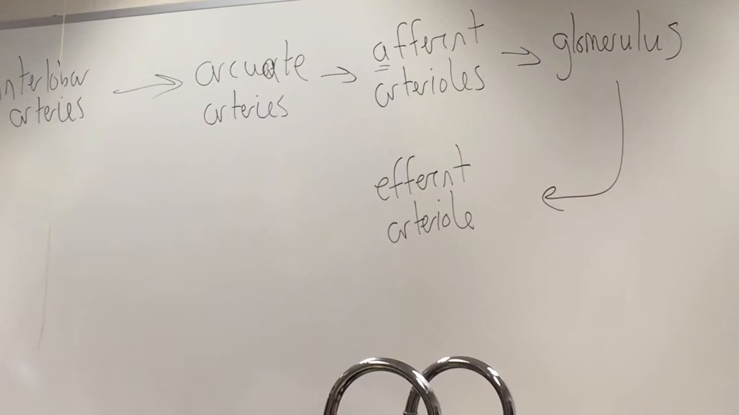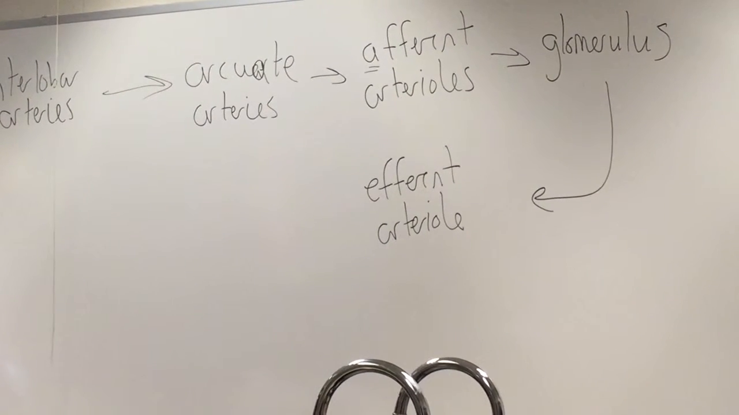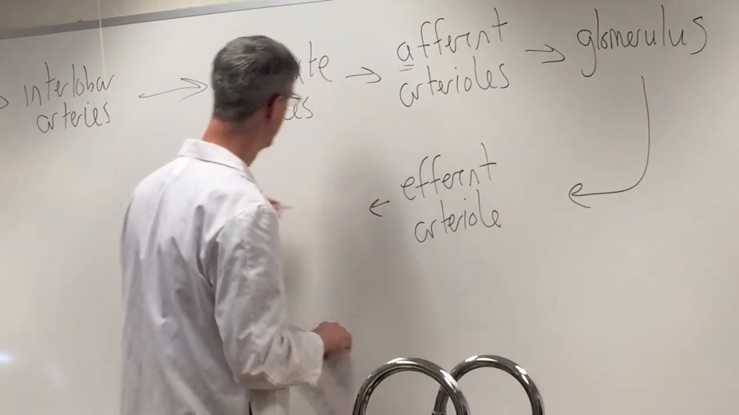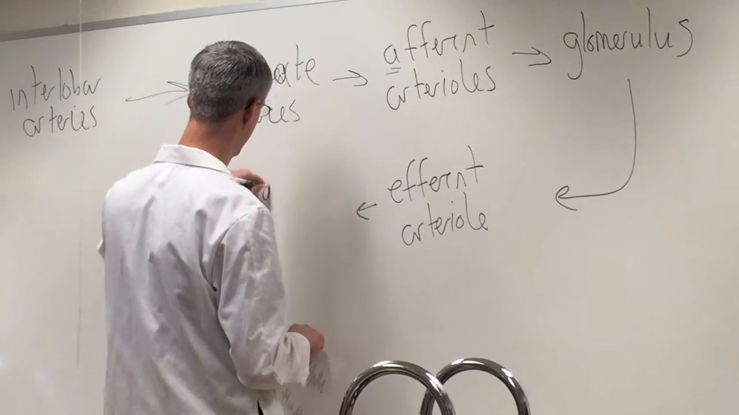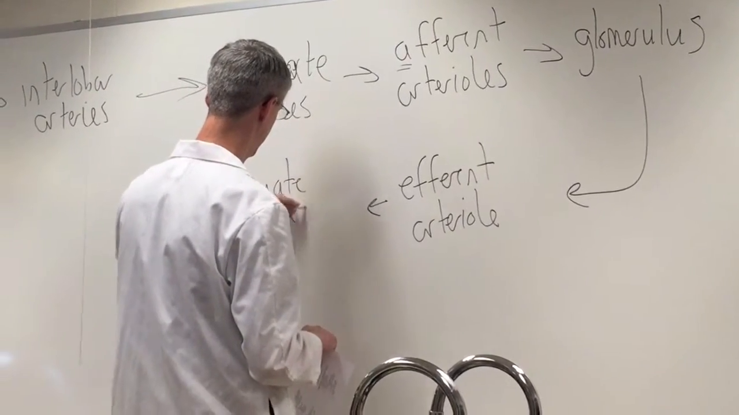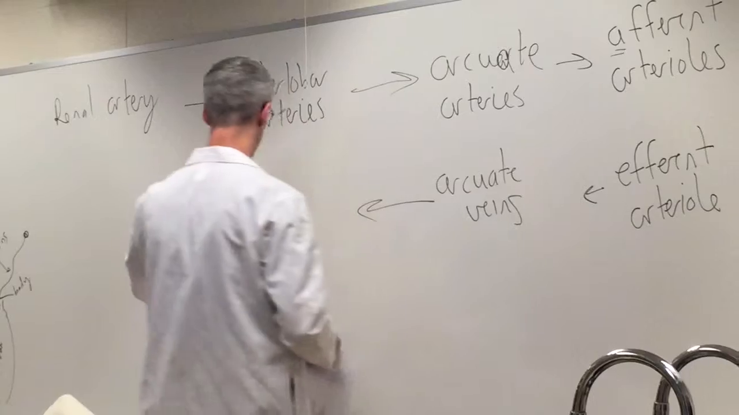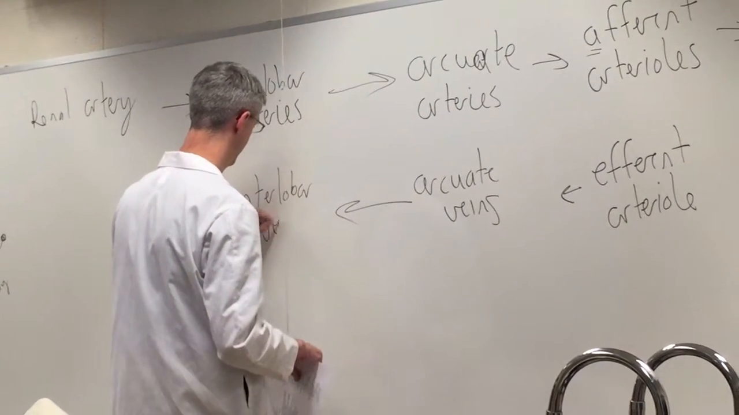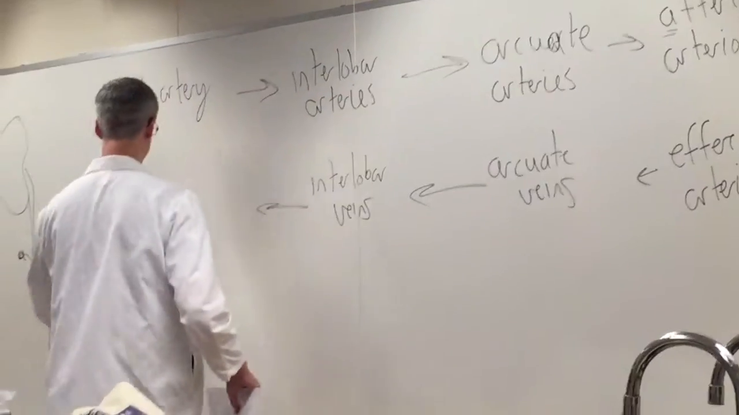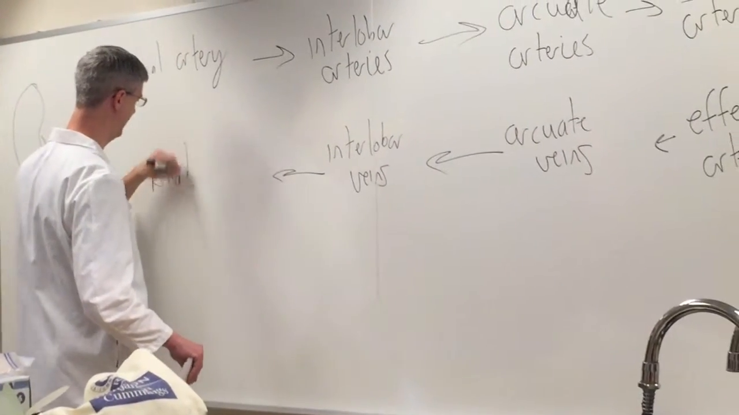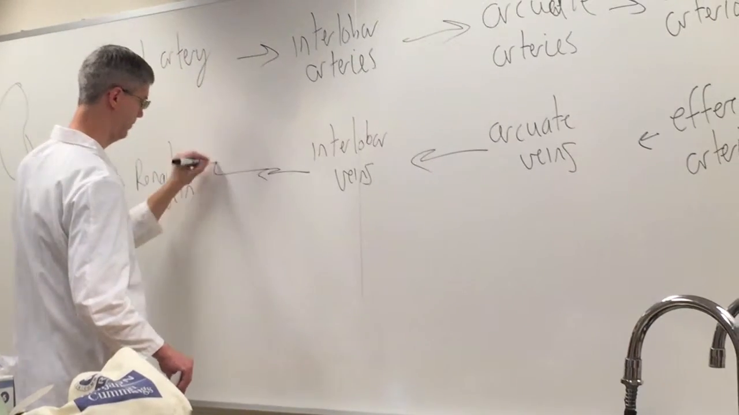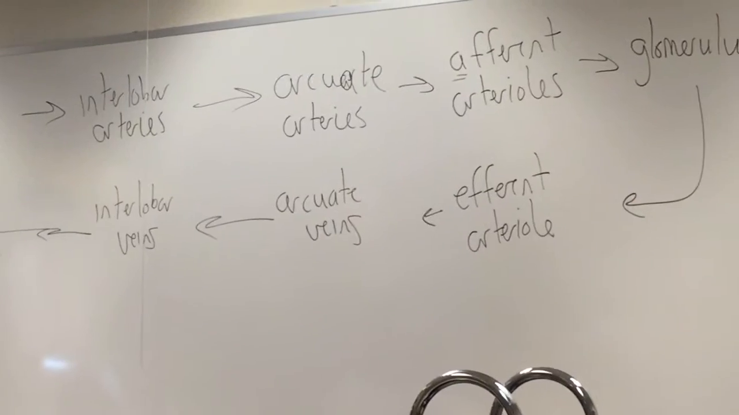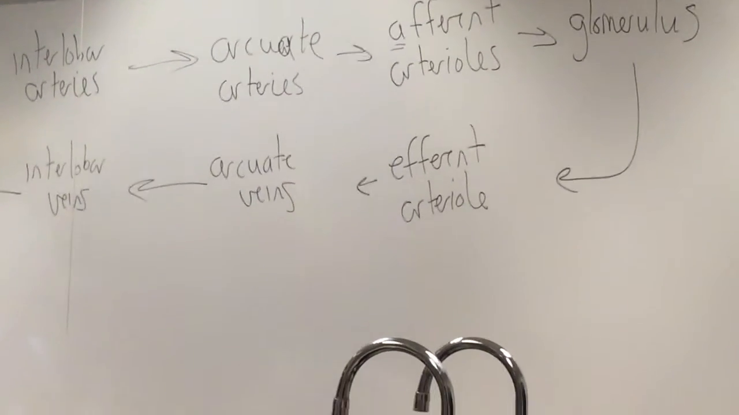And then from here, you're just going to have the exact same set of names for veins now. So efferent arterioles go to arcuate veins. Arcuate veins go to interlobar veins. Interlobar veins go to the renal vein. And the renal vein goes to the caudal, posterior, or inferior, whatever way you want to call it, vena cava, and then back to the heart.